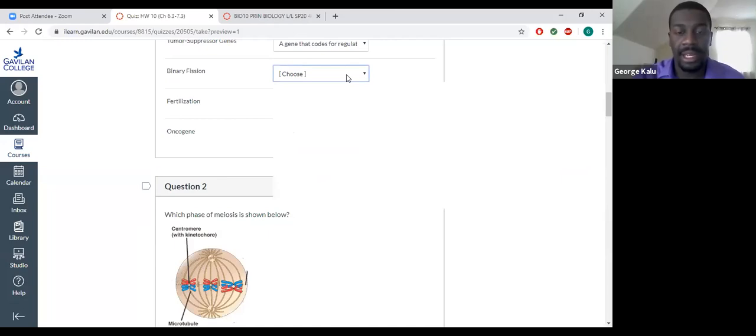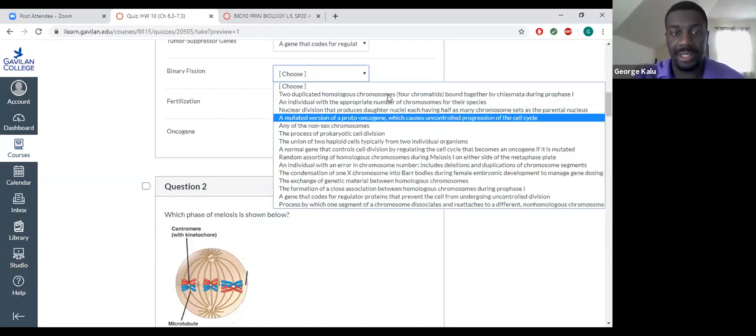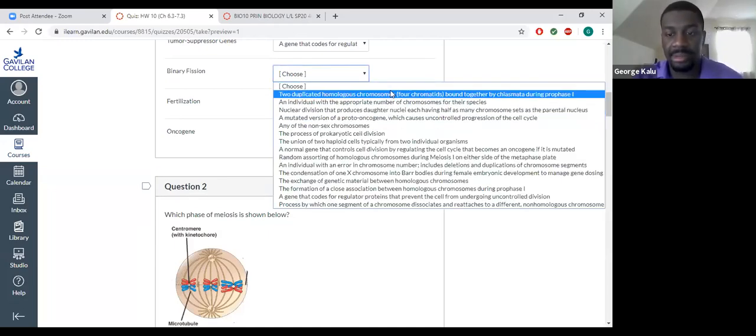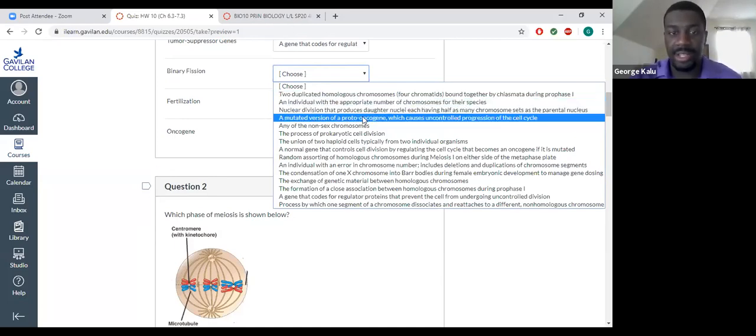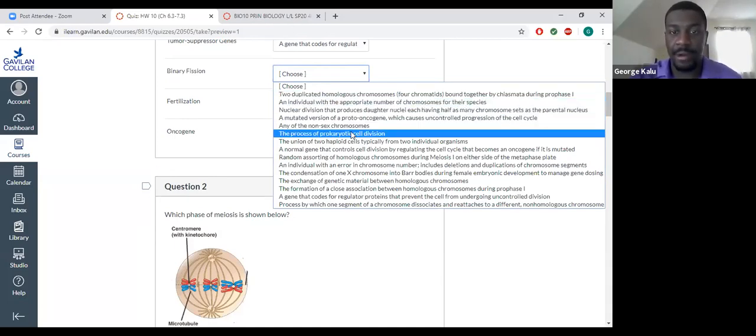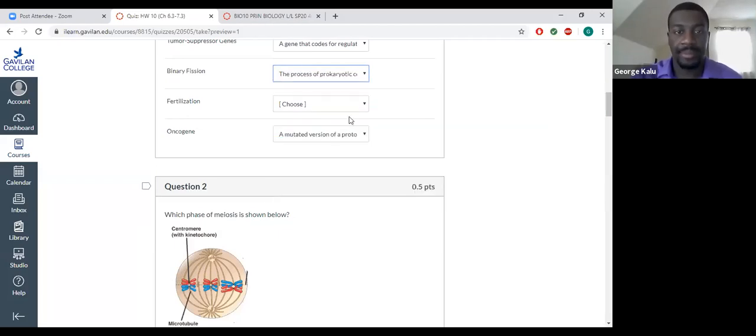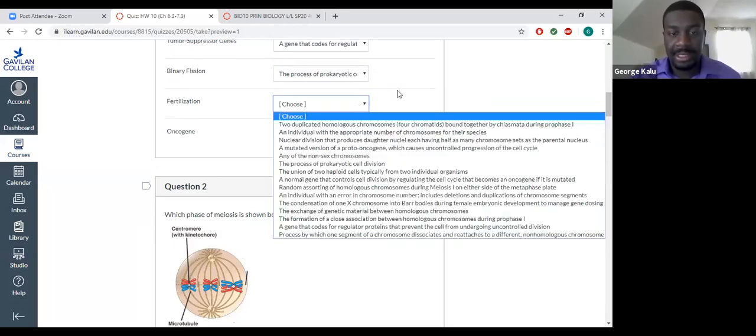Okay. All right, binary fission. What is binary fission? Right, Angelina. So this is the process of prokaryotic cell division. So prokaryotes are going to divide using binary fission and not using mitosis. Perfect. And then the last one, fertilization.